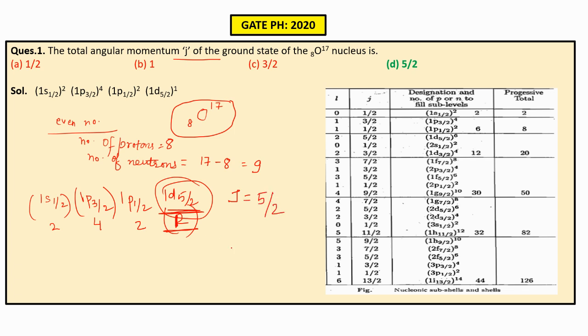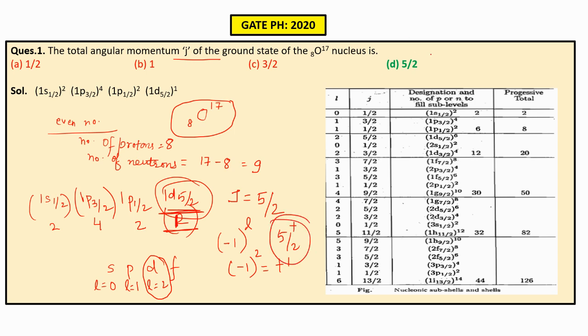And now you need to find out the parity. Parity will be minus 1 raised to the power L. You know the S, P, D, F levels. L is equal to 0 for S, L is equal to 1 for P, and L is equal to 2 for D. So here it is D. Minus 1 raised to the power 2 is positive. That means 5 by 2 positive. So this will be the answer.